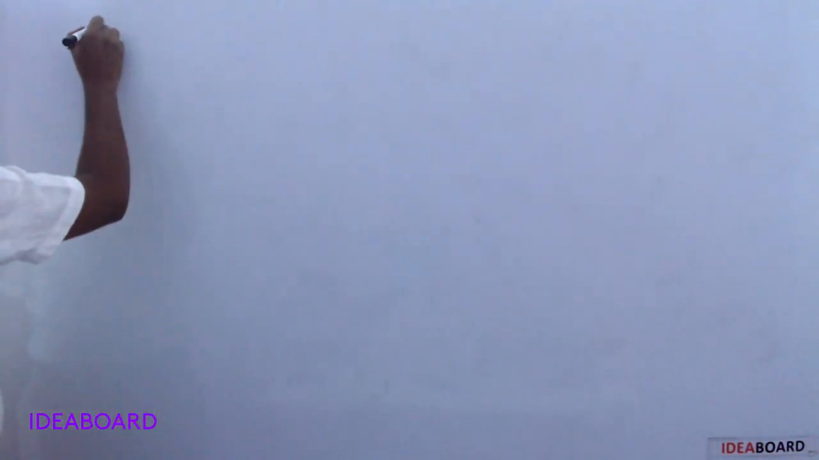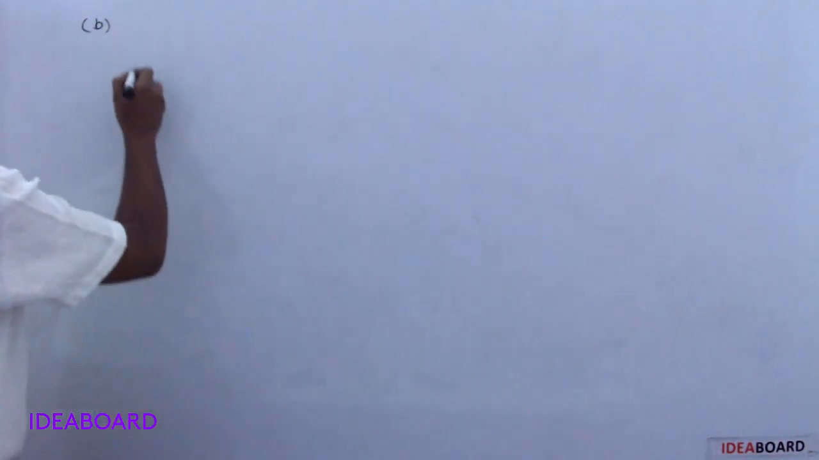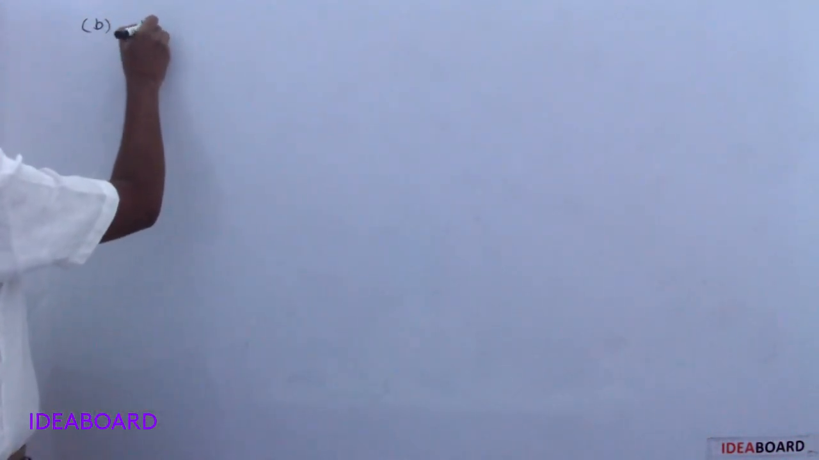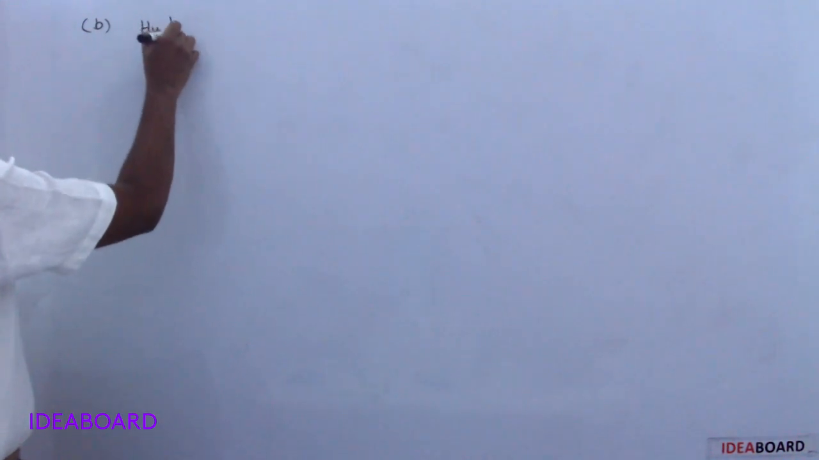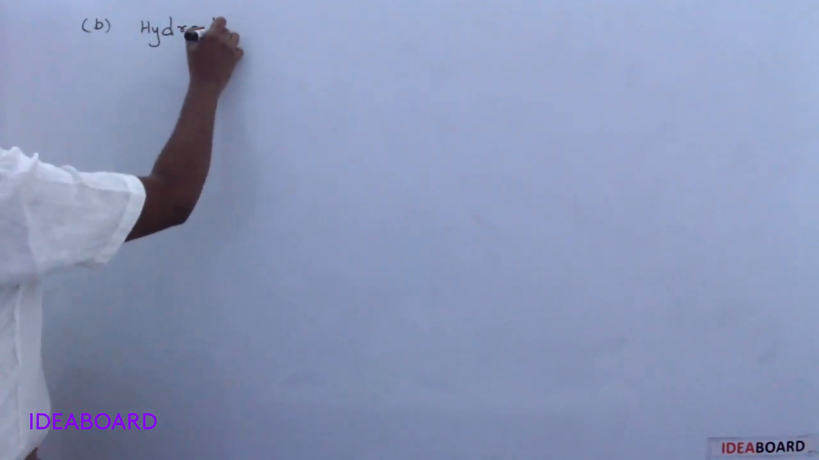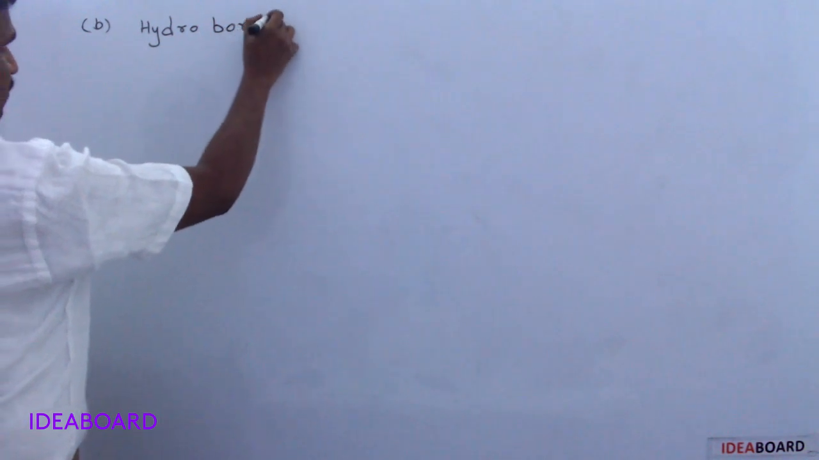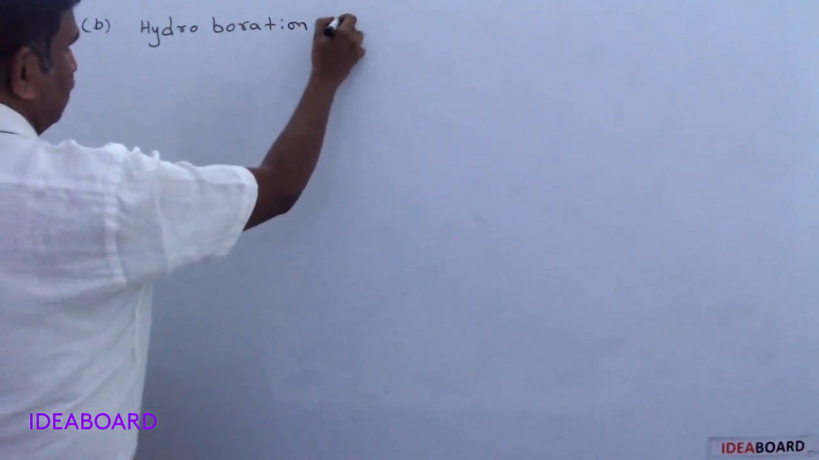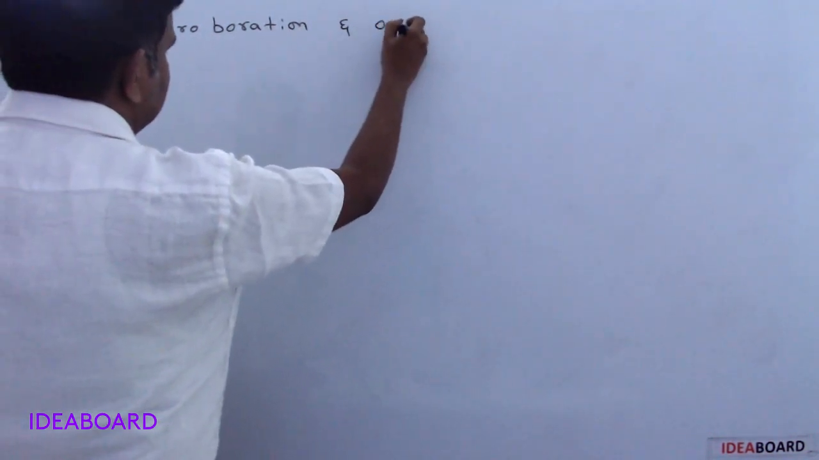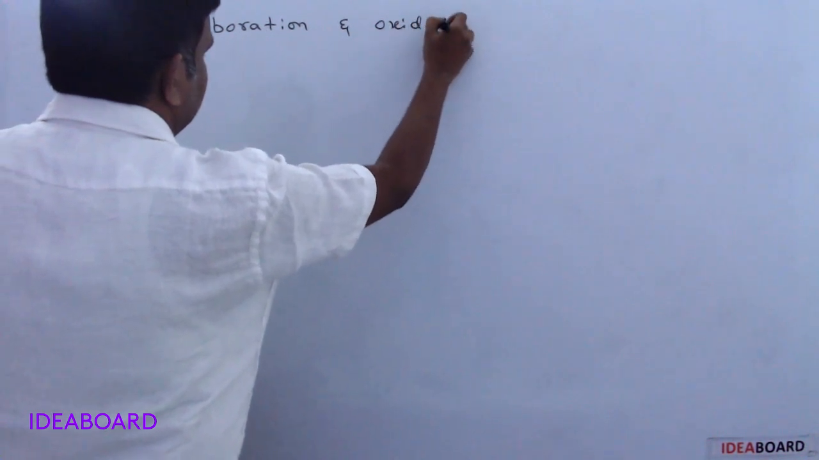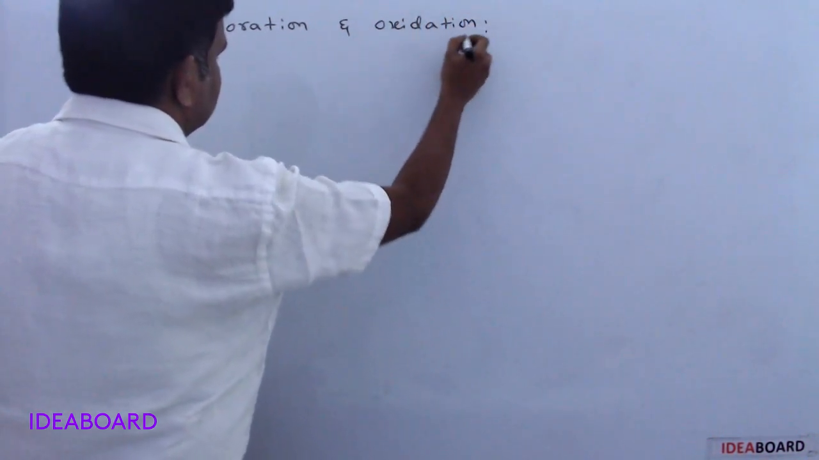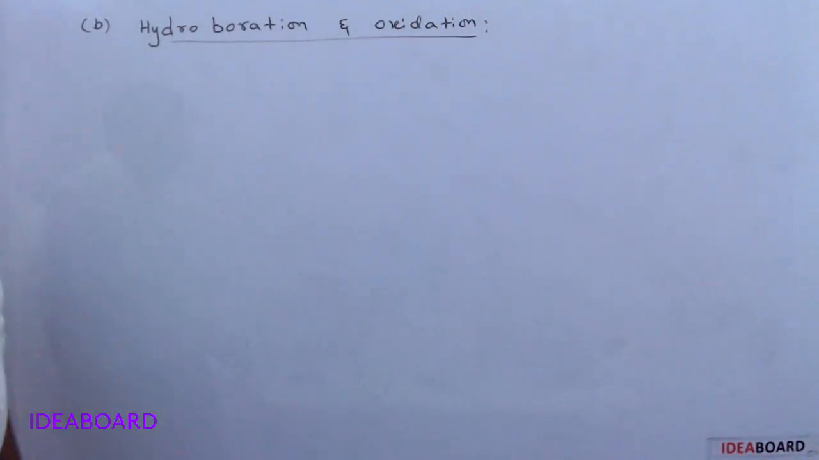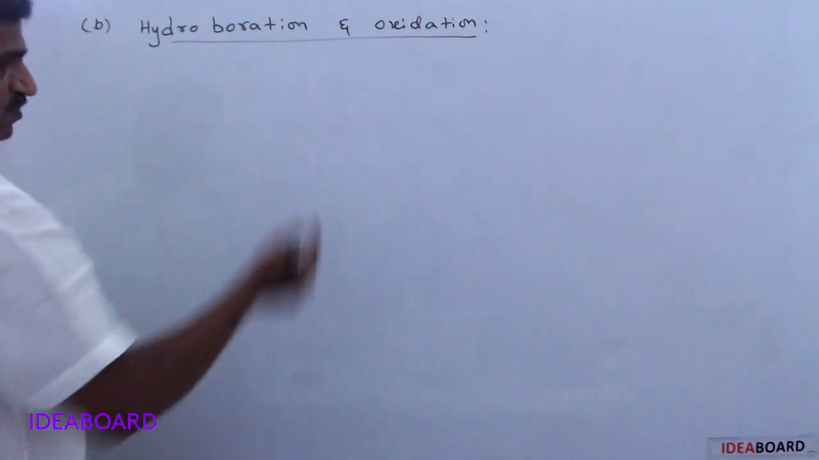Next, the second method, again from alkenes, that is hydroboration and oxidation. Hydroboration and oxidation process. Here in the hydroboration and oxidation process, what happens?